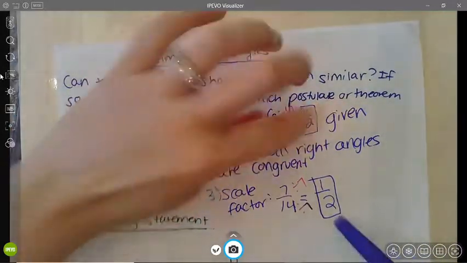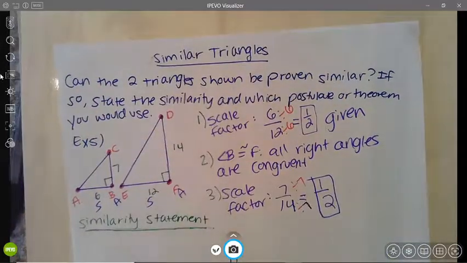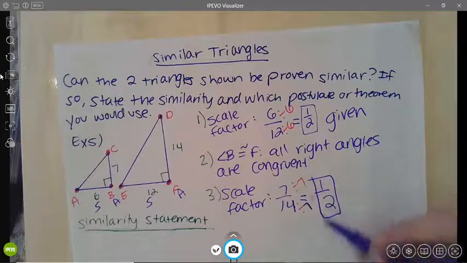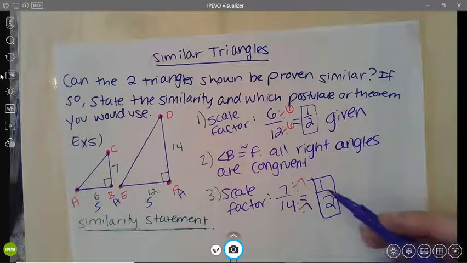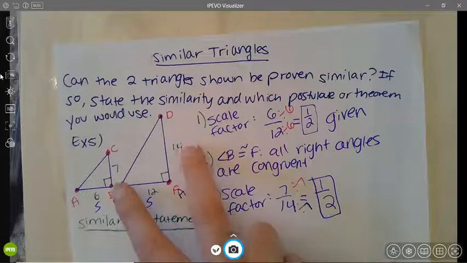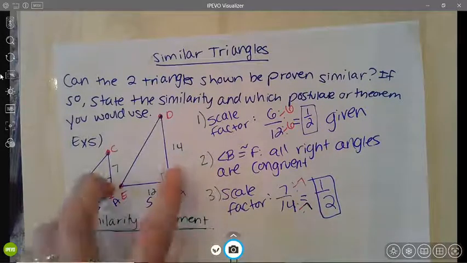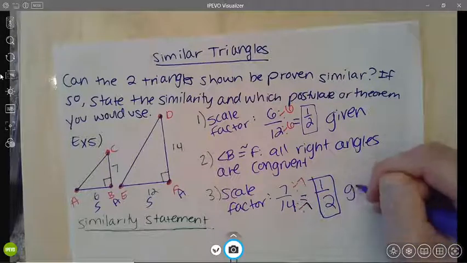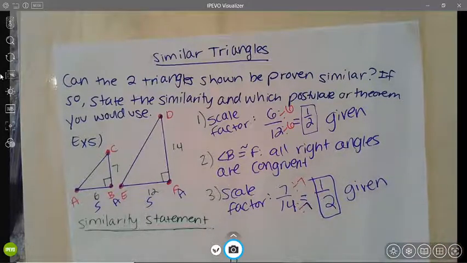If these were different, I would already stop, because that means sides are not proportionate, but they're the same, so I can keep going. And again, the reason why I was able to find the scale factor is because it was given to me. These two sides were given to me, so then I could find the scale factor. So this is also because of the given, if I'm going to give a reason.